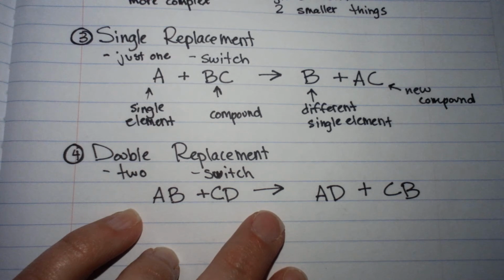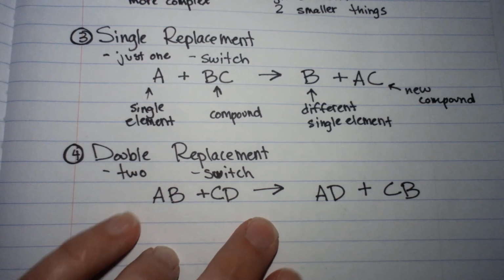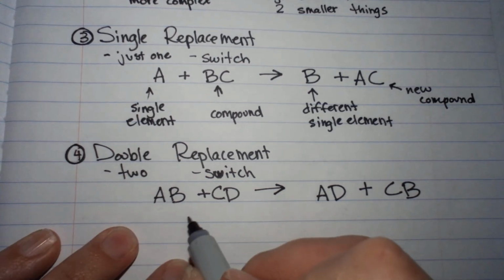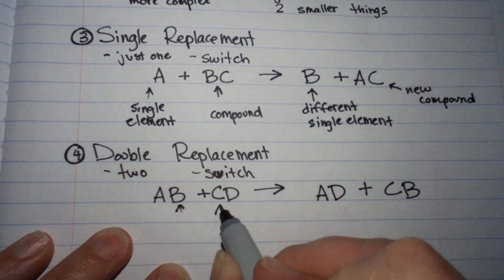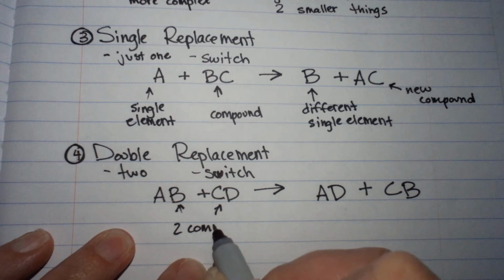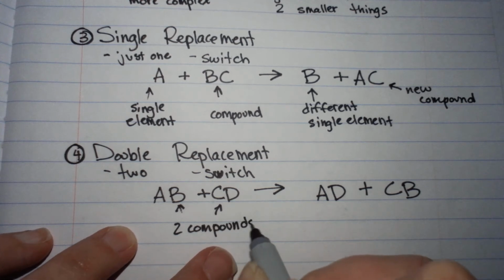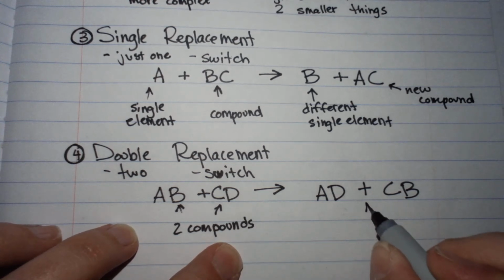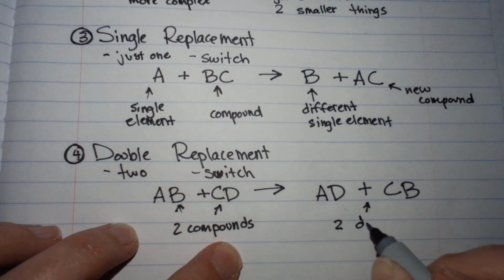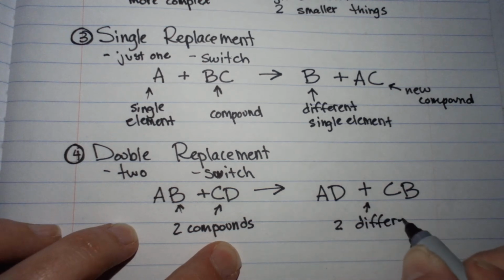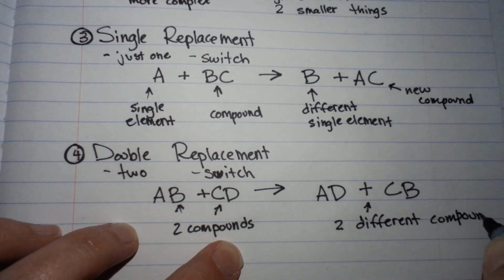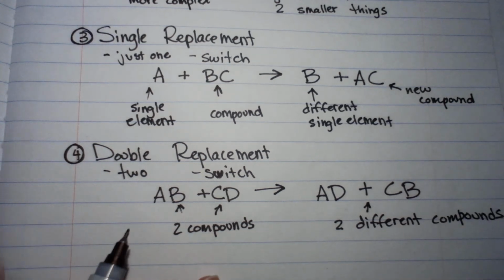So everybody got a new partner. Okay, so what you start with is you actually start with 2 compounds, and you end with 2 different compounds. Right?